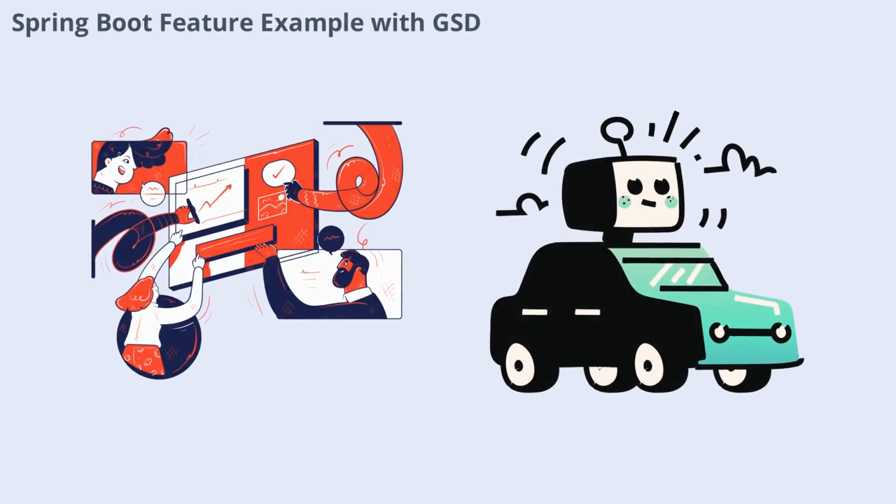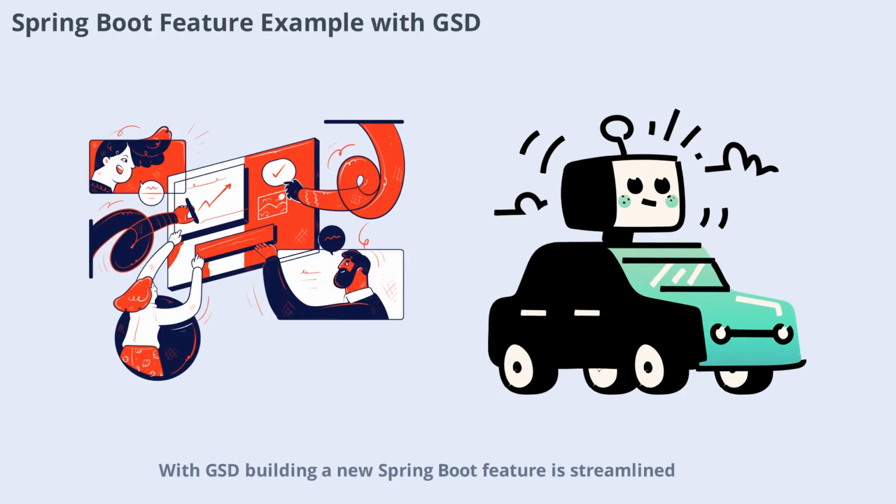With GSD, building a new Spring Boot feature is streamlined. You start by mapping your codebase. Then GSD asks the right questions and produces a structured spec. Each phase, like adding a repository, implementing a service, building a controller, and writing integration tests, is executed in isolation. This ensures no context rot and that every deliverable matches the original requirements. Claude generates DTOs, repositories, services, controllers, and tests automatically, making end-to-end feature development efficient and reliable.